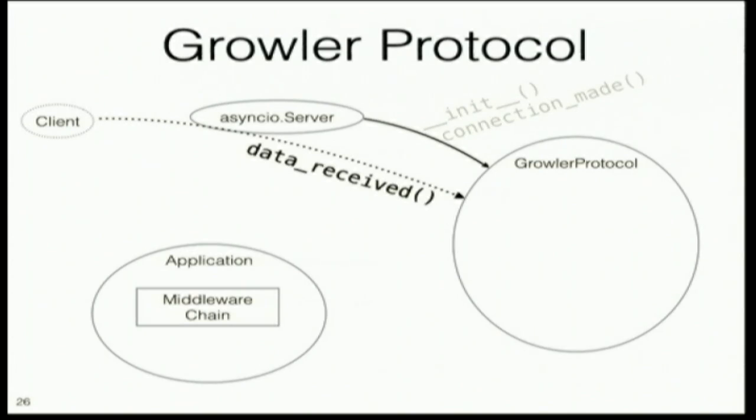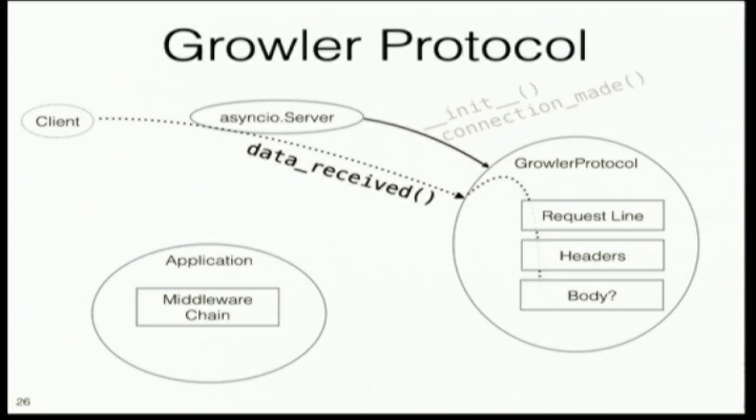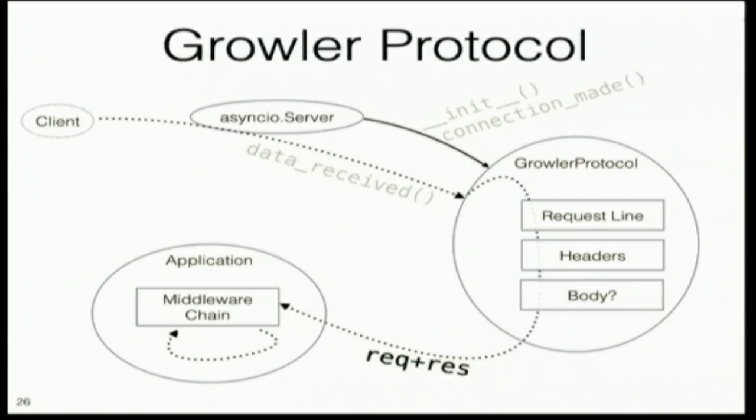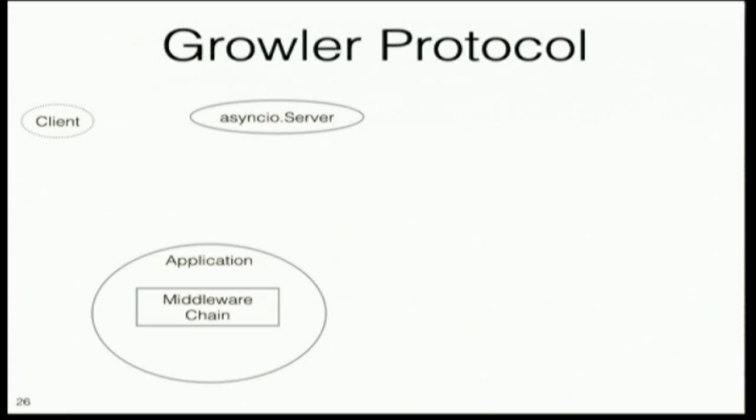And then anytime the client sends data through the server, that's what that arrow shows, it calls data received on that protocol instance. In this case, it parses the request line, parses the header, maybe parses the body if it needs to. And from here, we just create a req and res object, which gets passed to the middleware chain. The middleware chain loops through each middleware until eventually something calls res.send, sends it back to the client, and then everything dies, and the client goes away.